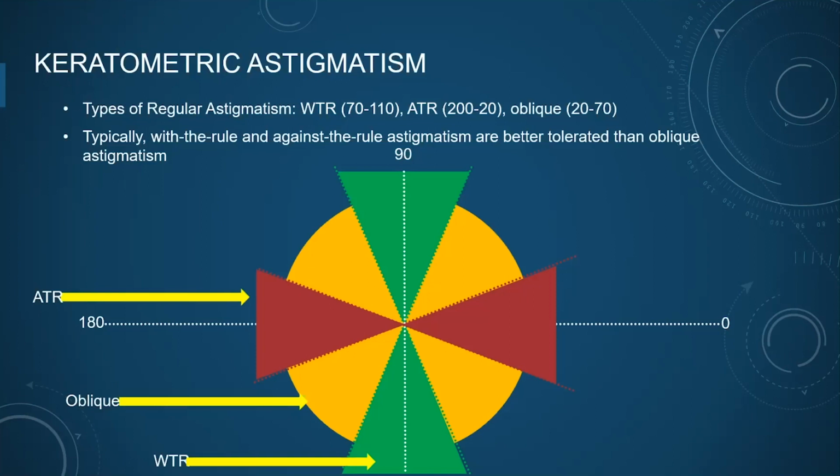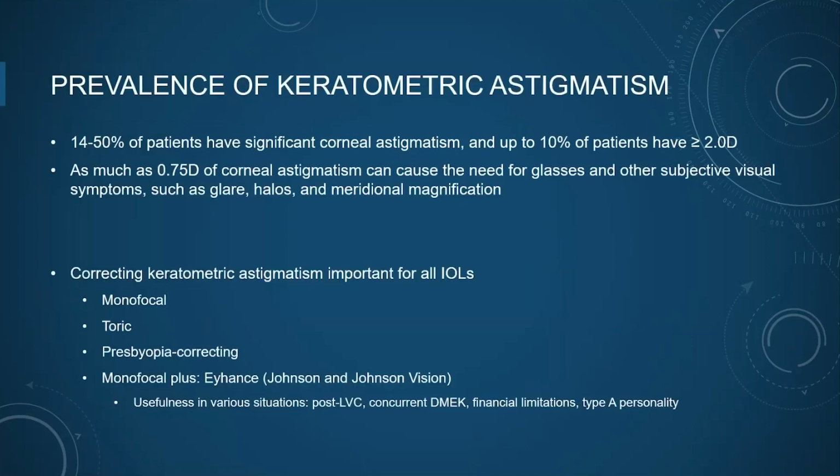And therefore, we have to make sure we are brainstorming ways to correct the astigmatism 90 degrees away with some of the options that we're going to talk about in just a little bit. Keratometric astigmatism is quite prevalent.